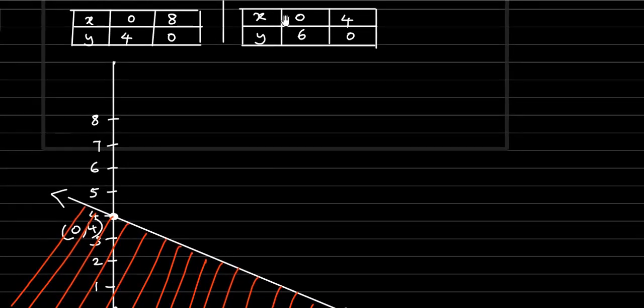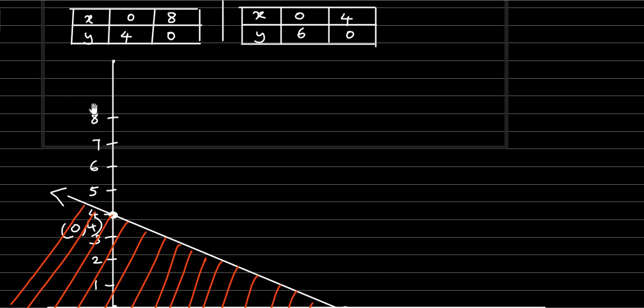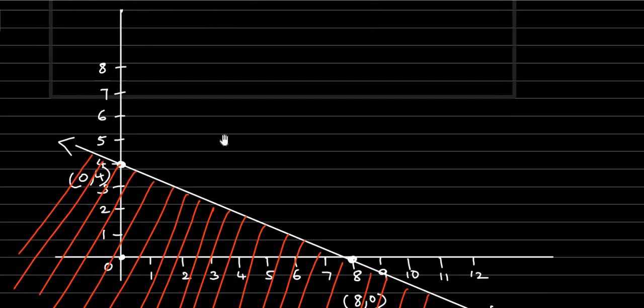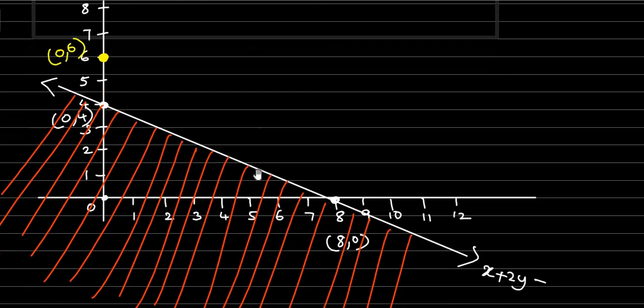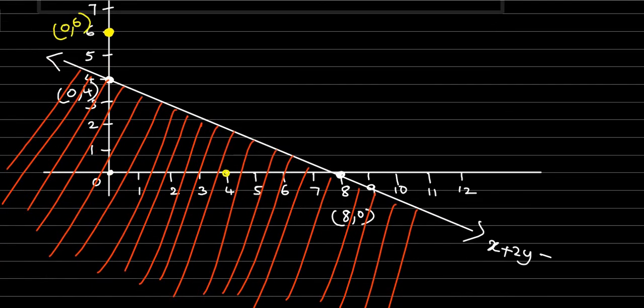So 0, 6. Where x will be 0 on the y axis, no? So 0, 6 we will have here. This point is 0, 6. And what is the next point? 4, 0. 4, 0 we will have here. Okay. Now I am going to join these 2 points. So on joining, we are getting a straight line, no?